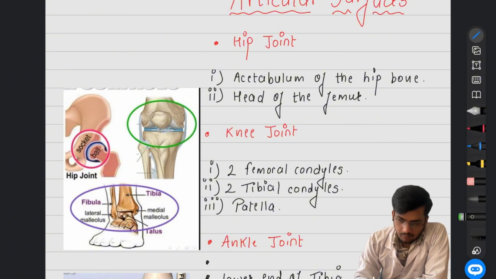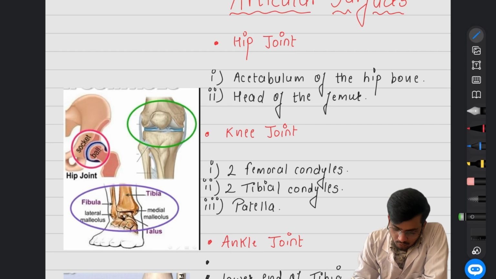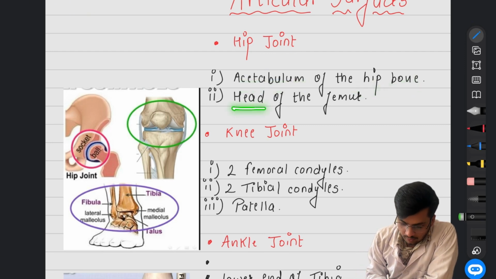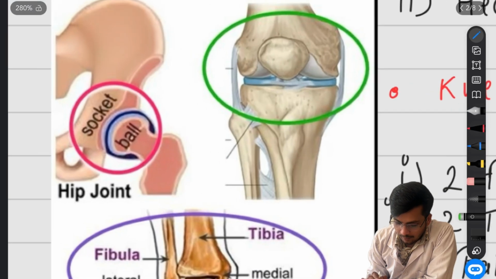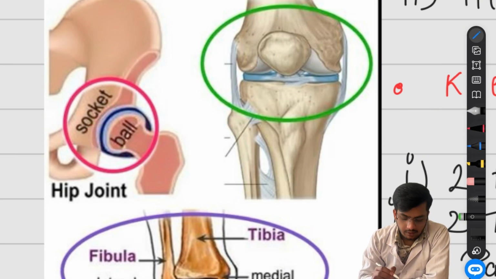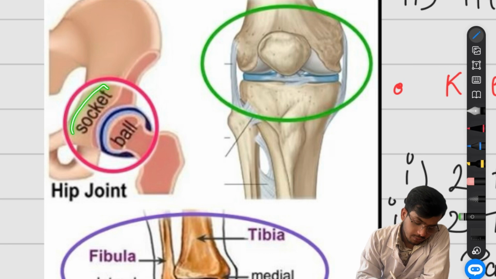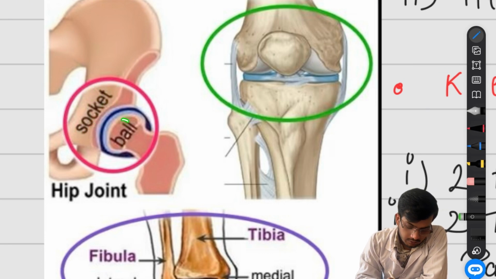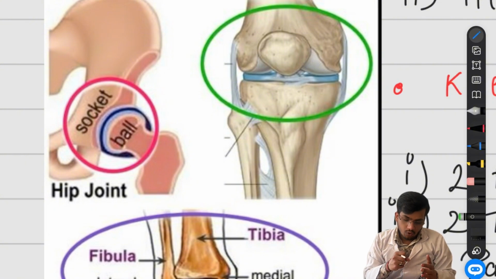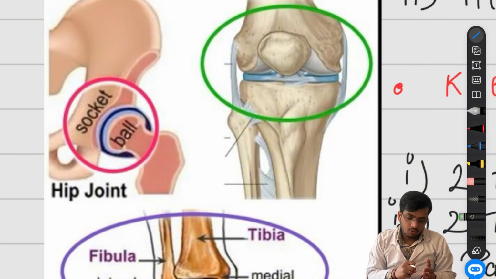First one we have the hip joint. The articular surfaces for the hip joint are the acetabulum of the hip bone and the head of the femur. You can see this is the head of the femur, and this is the acetabulum. The acetabulum acts as a socket, and the head of the femur acts as the ball. In this joint, the ball fits into the socket of the acetabulum.